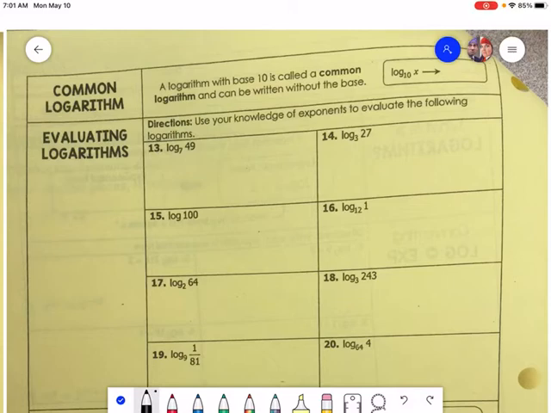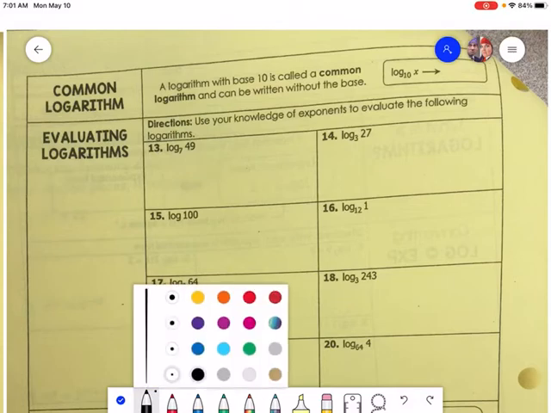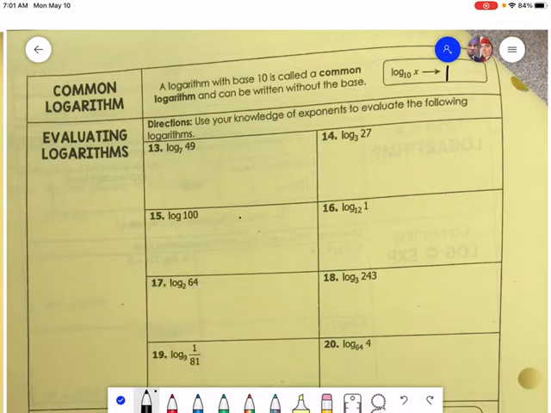Oh my gosh, sorry. Why isn't it writing? Doesn't let me. Is log of x.